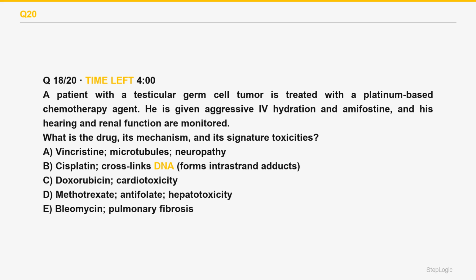What is the drug, its mechanism, and its signature toxicities? A patient with a testicular germ cell tumor is treated with a platinum-based chemotherapy agent. He is given aggressive IV hydration and amifostine, and his hearing and renal function are monitored.